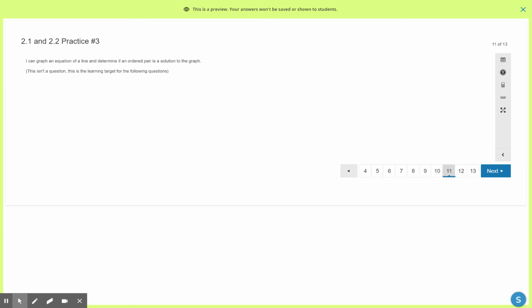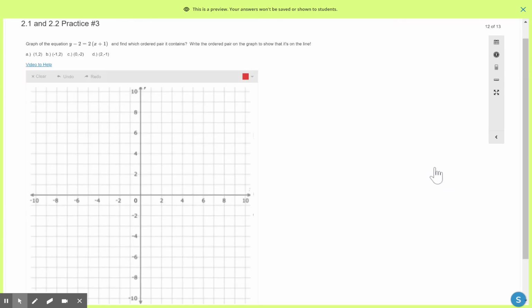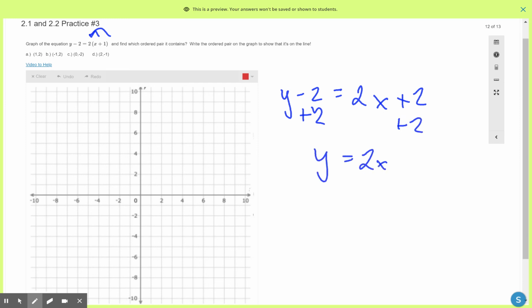For this learning target, I can graph an equation of a line and determine if the ordered pair is a solution to the graph. So you want to convert here. So y minus 2 equals 2x plus 2. So I just distributed. Then I'm going to add 2 on both sides. So then my equation of the line is y equals 2x plus 4. So I'm going to begin at 4, go up 2, right 1, up 2, right 1. I'm going to do the opposites.